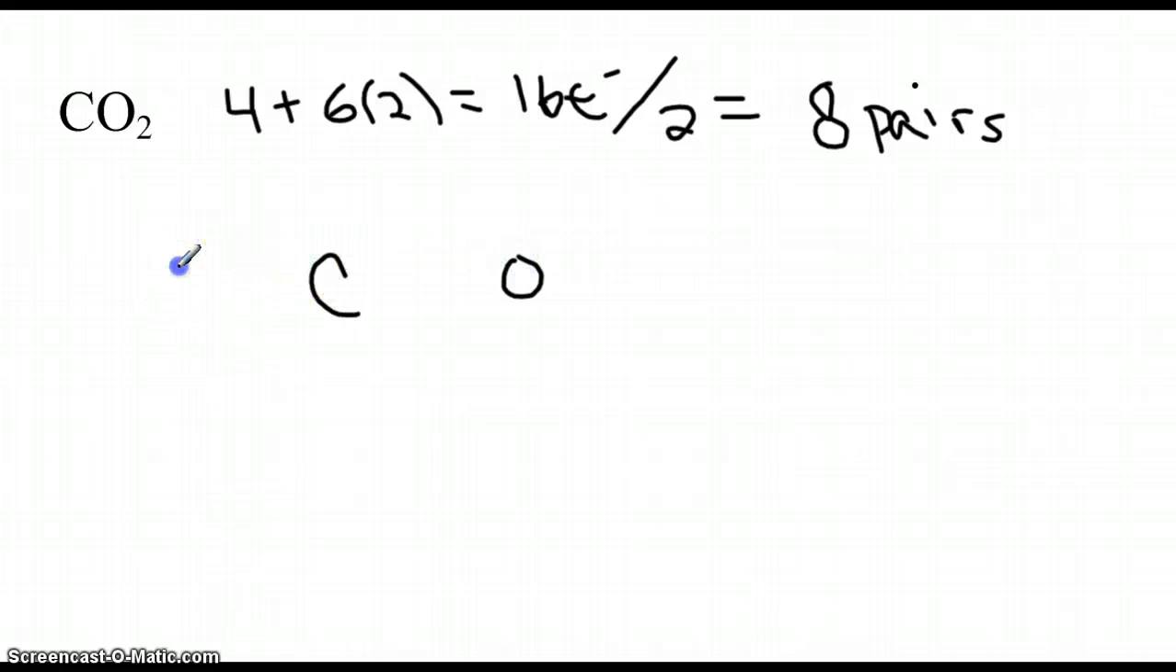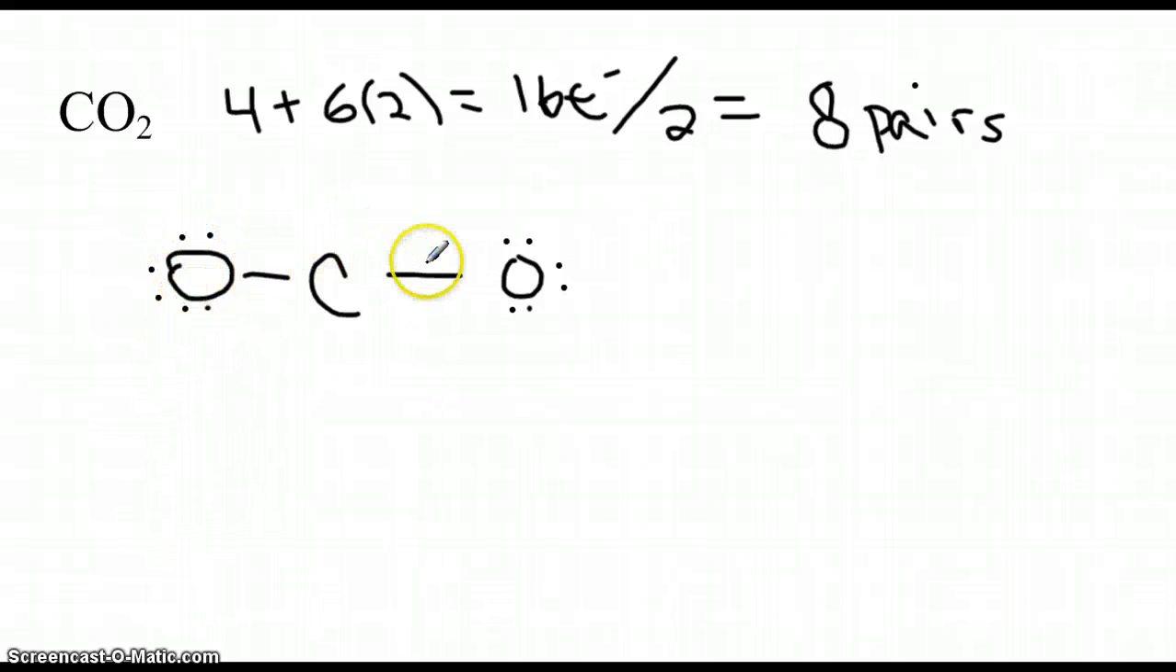We'll arrange the 2 oxygens around the carbon, and then we draw in our single bonds. So currently we are using 2 pairs. Next step is to put in our electron pairs around all of the atoms except for the central atom. So if we look at this, we've used 1, 2, 3, 4, 5, 6, 7, 8. We've used our 8 pairs.